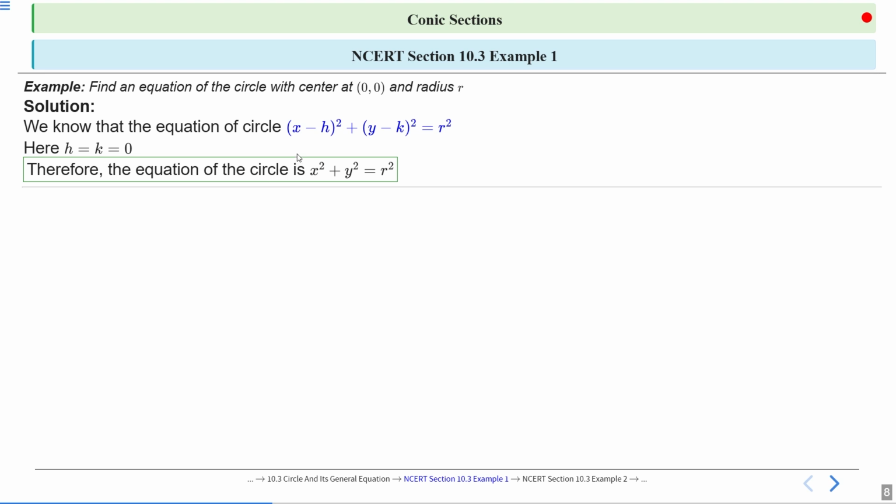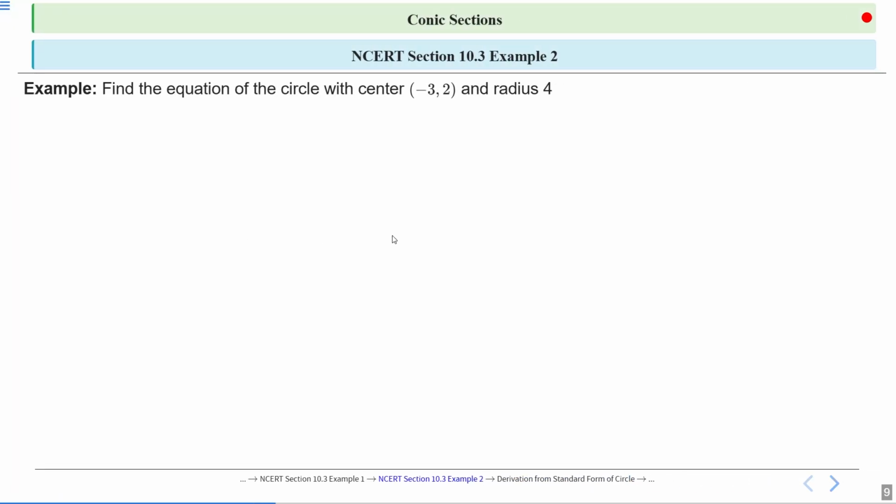So after putting the values of h and k in standard form, we will obtain this equation: x square plus y square equal to r square. Therefore, the equation of the circle with center at 0, 0 and radius r is x square plus y square equal to r square. So this is the required equation of the circle. I hope it is clear to all of you. So now let us move to the next one.